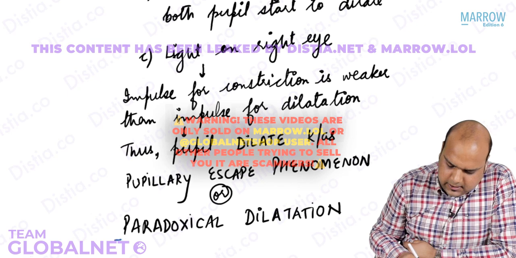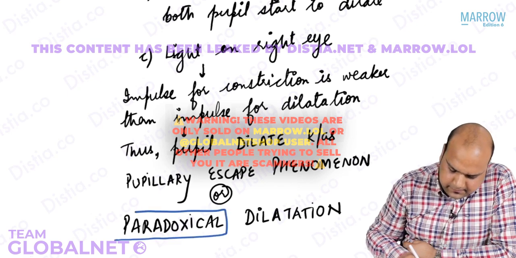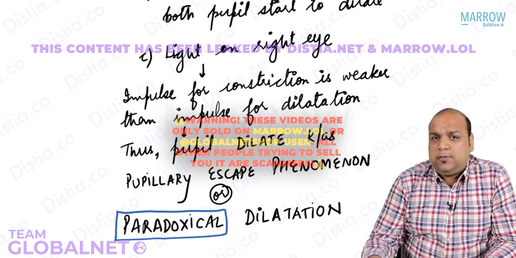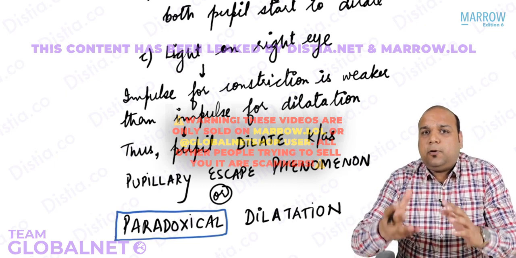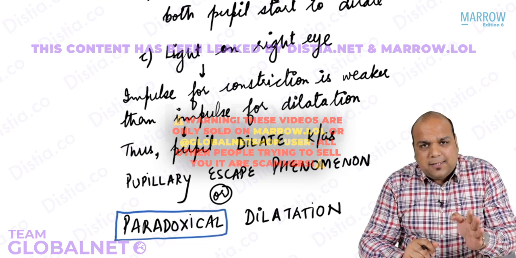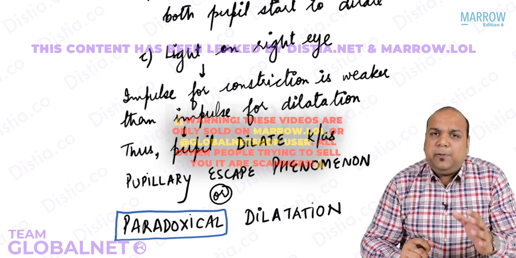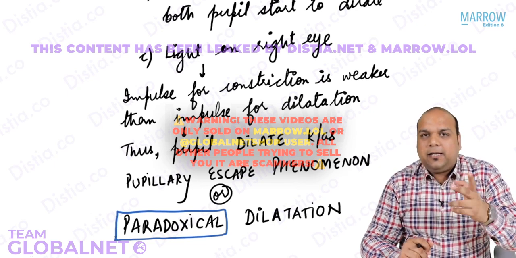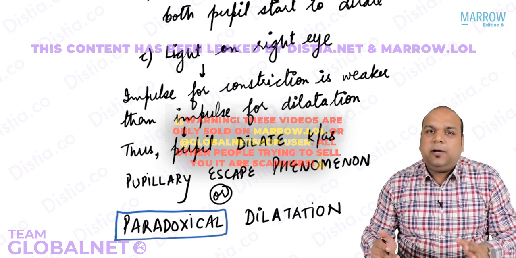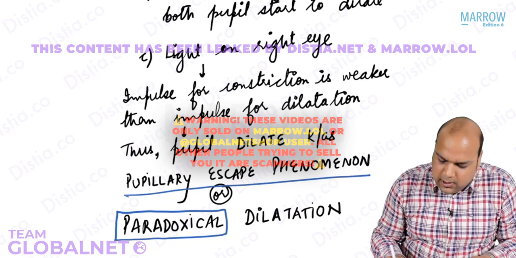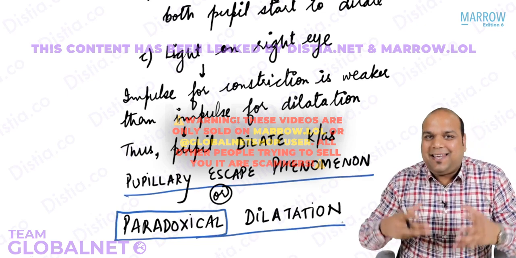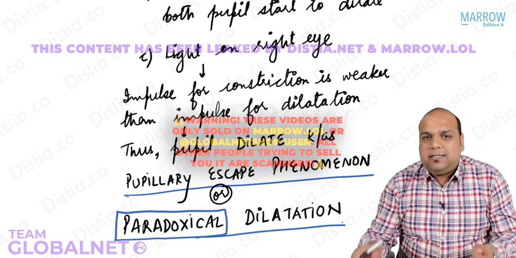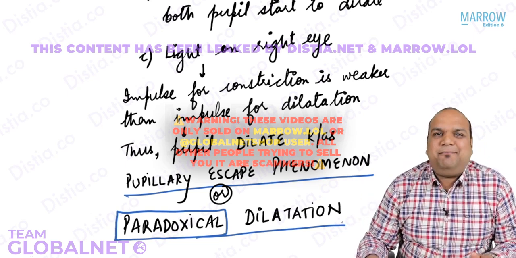See, understand the meaning of the word paradoxical, everybody. When we are saying paradoxical, paradox means something which is opposite. We normally expect that when we throw light on any pupil, the pupil should constrict. Here, the opposite is happening. That means dilatation is happening. And that is why it is known as paradoxical dilatation. Or we are saying the pupil is escaping, everybody, escaping the constriction phenomena and instead is dilating. So we are calling it the pupillary escape phenomena.